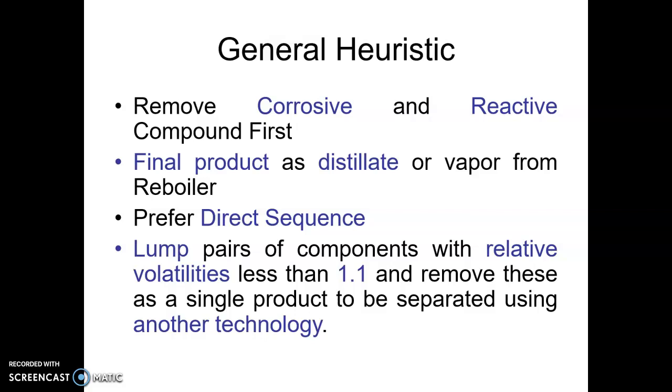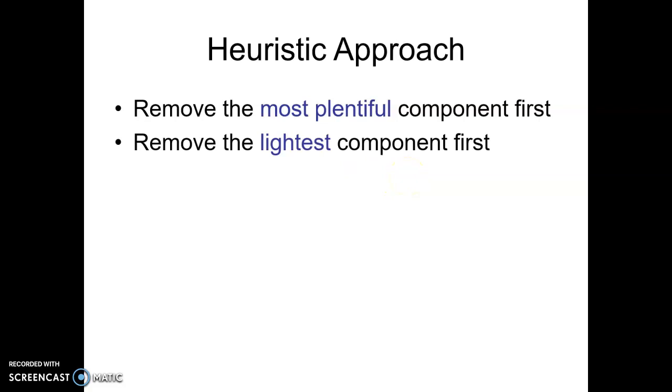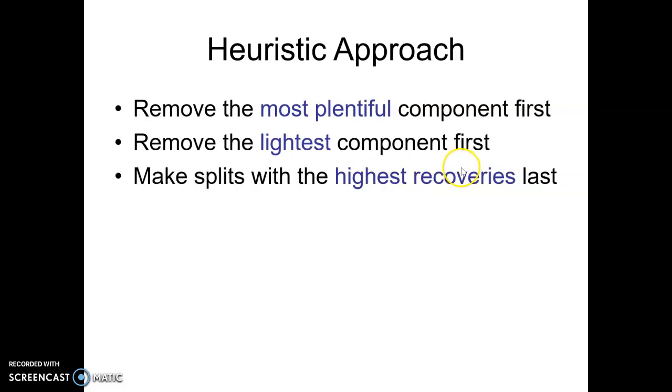So if there is a presence of other species, then it may impact the technology, right? Based on this, there are certain other approaches, called heuristic approach. Remove the most plentiful component first. If in your mixture you have any particular species which is present in a very high amount, remove that first, because that will decrease the load on the further downstream columns. Remove the lightest component first, that is the preferred direct sequence.